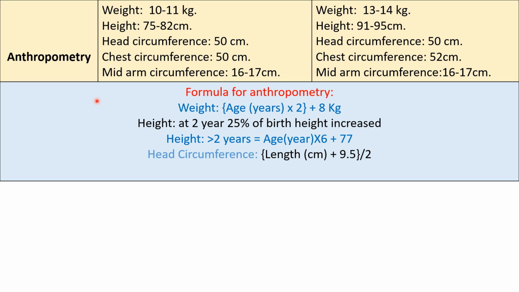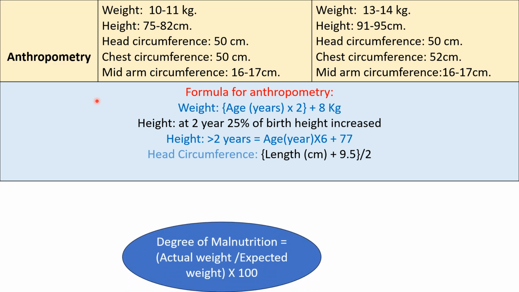I would like to tell you one formula also here to calculate the degree of malnutrition. That is actual weight. Actual weight is the weight you obtain with the help of a weighing machine in the ward, divided by expected weight. Expected weight is calculated with the help of this formula: age in years into 2 plus 8. So degree of malnutrition is actual weight divided by expected weight into 100. So you will be getting a value in percentage.